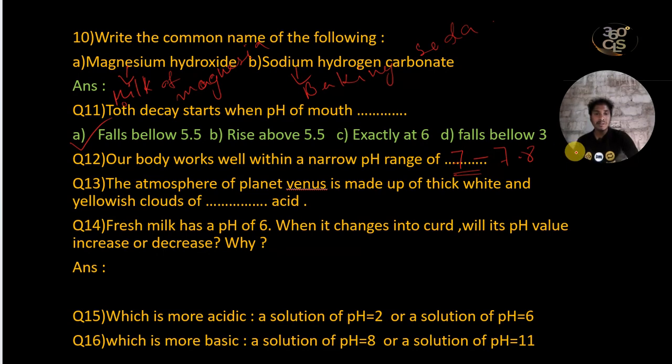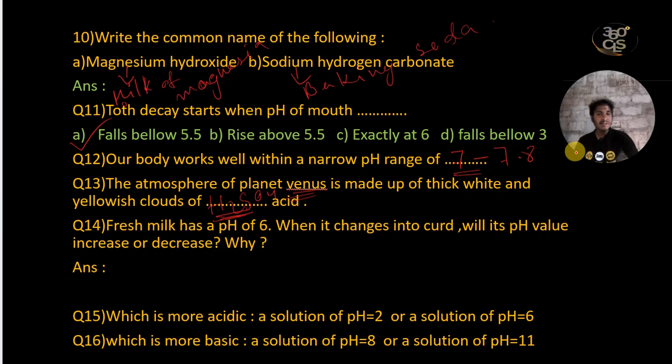The next problem is, the atmosphere of planet Venus is made up of thick white and yellowish clouds of what? Sulfuric acid, that is H2SO4. Due to this acid, life is not possible on Venus. So life does not exist on Venus due to this H2SO4, sulfuric acid.